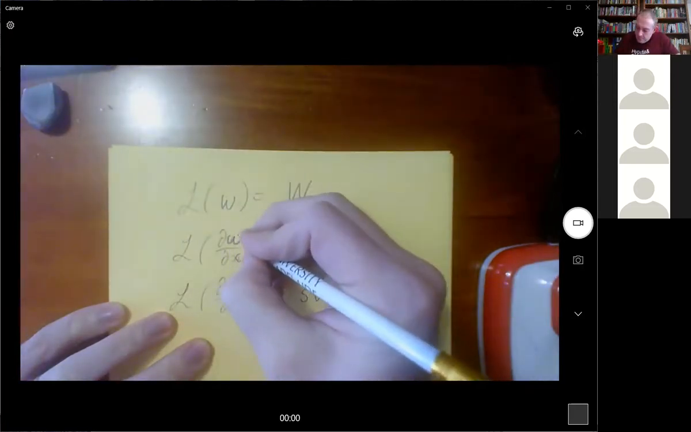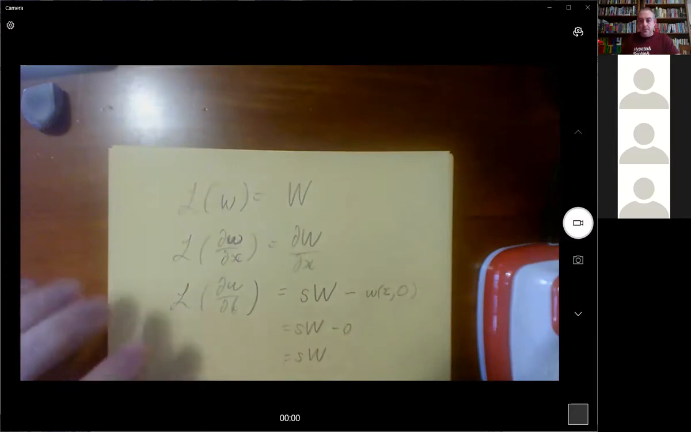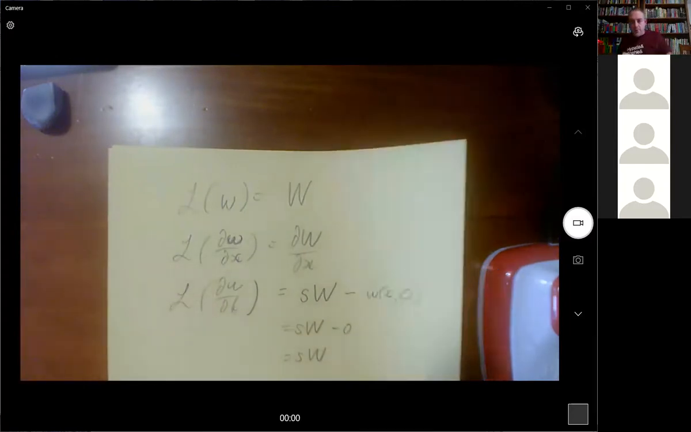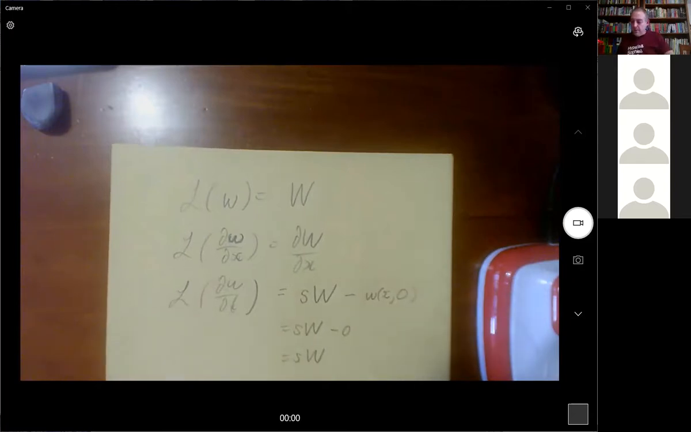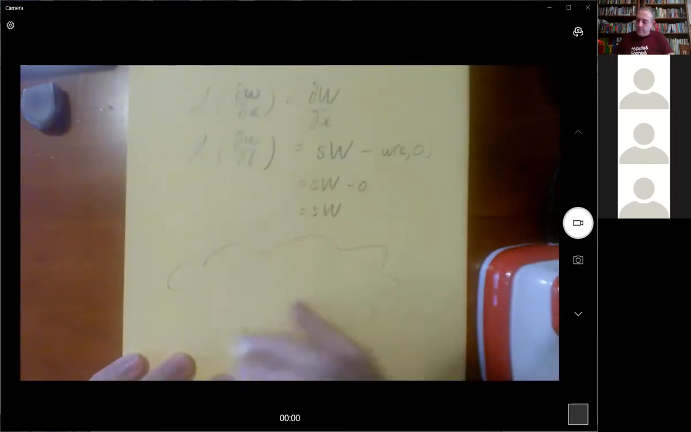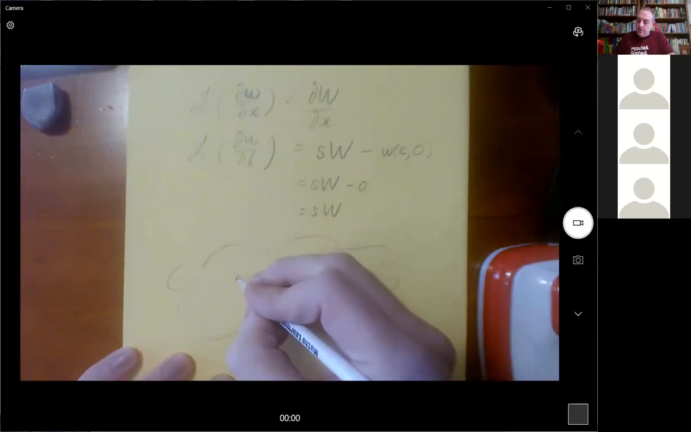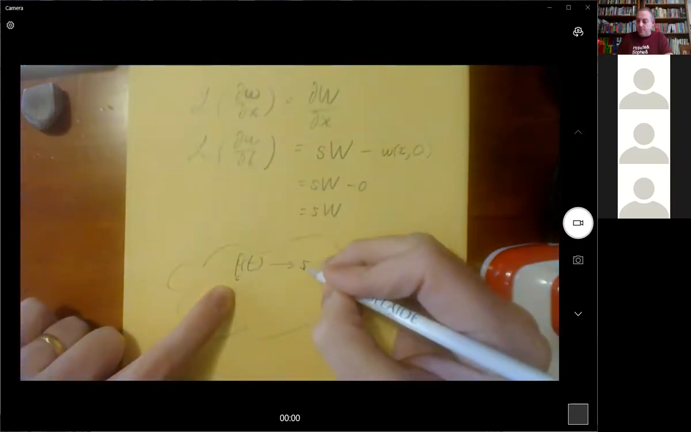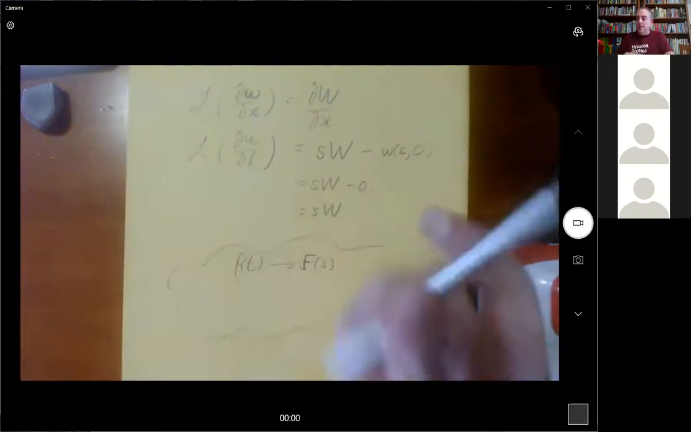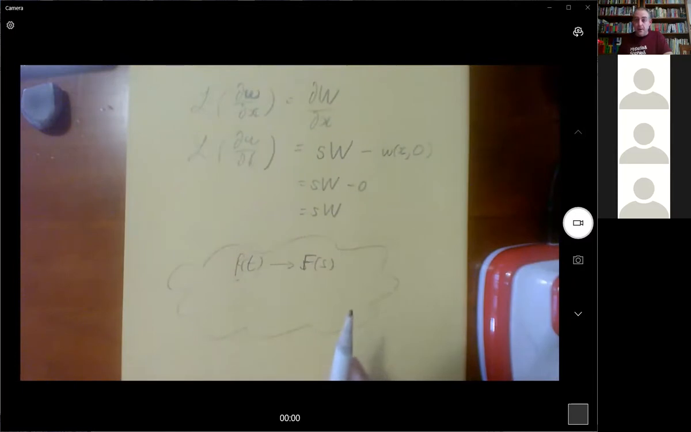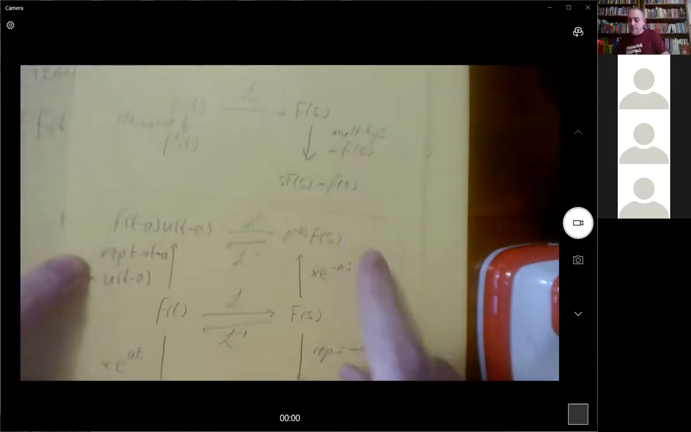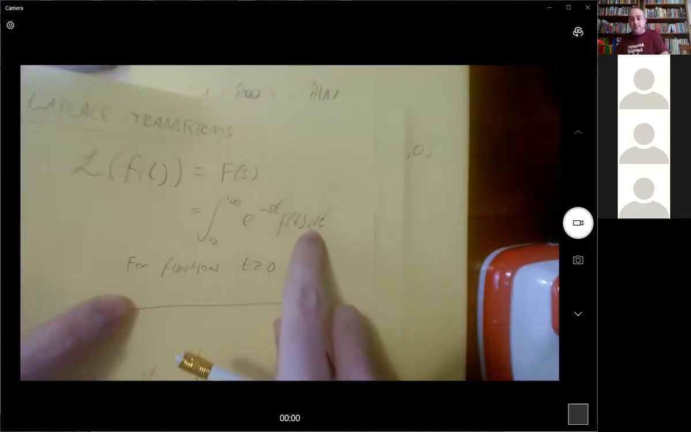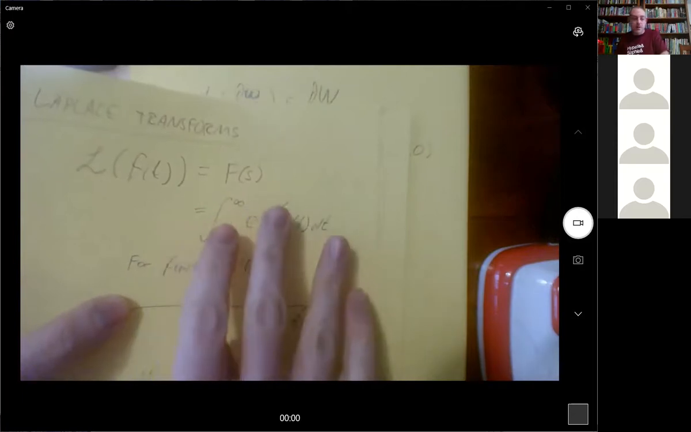Little w, so the rule that we've got here that we're working on is that the t becomes an s. A function of t becomes a function of s. That's how Laplace transforms work. But it doesn't make any difference to what the x is doing, because the integral that you do to do the Laplace transform is an integral dt. And so the x will count as a constant with respect to that integral.